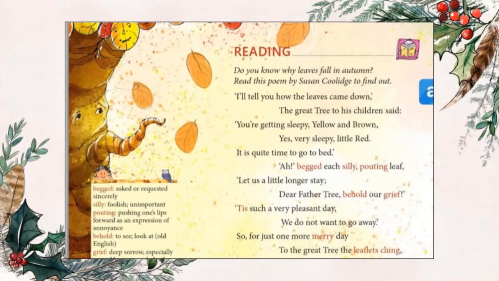Okay, let us see how to find out why leaves fall in autumn. I will tell you how the leaves came down. The great tree to his children said, "You are getting sleepy, yellow and brown. Yes, very sleepy, little red. It is quite time to go to bed."